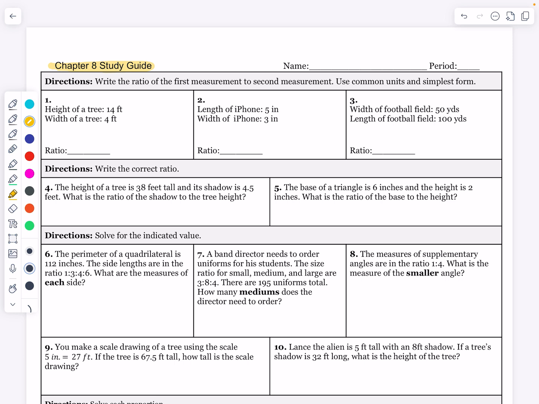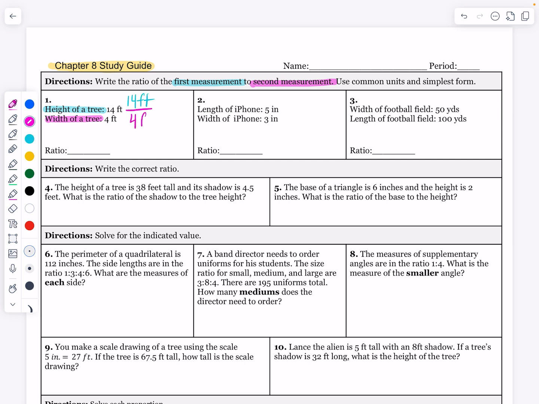The first set of directions say to write the ratio of the first measurement to the second measurement. Use common units and simplest form. So the first measurement they give us is the height of a tree. They say it is 14 feet. The second measurement is the width of the tree. And so what we're going to do is 14 feet over 4 feet.